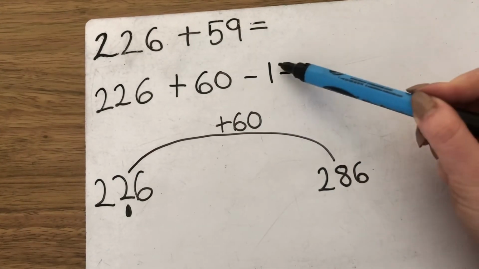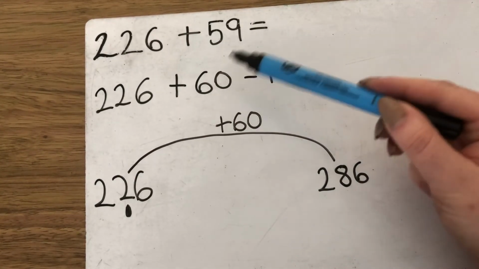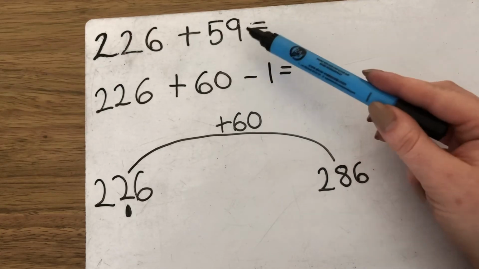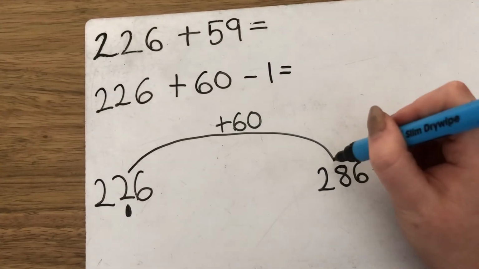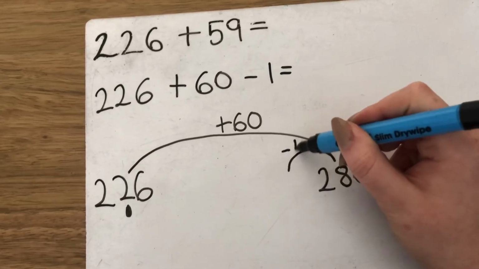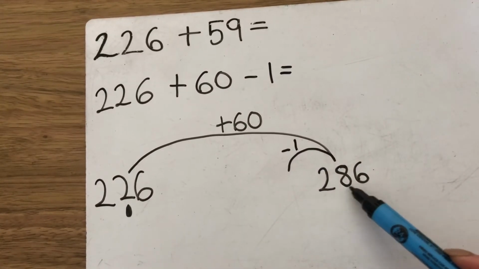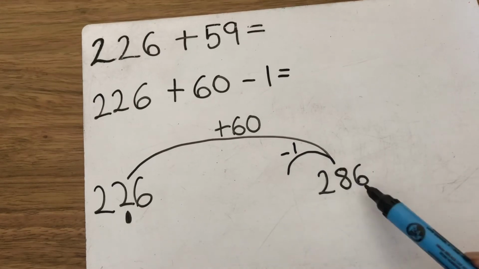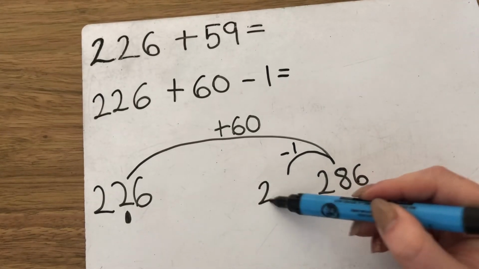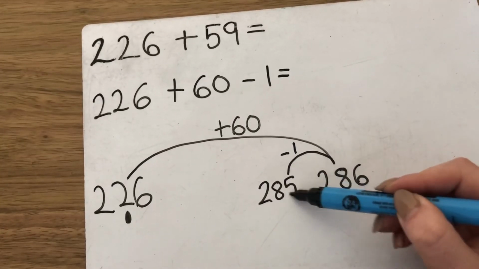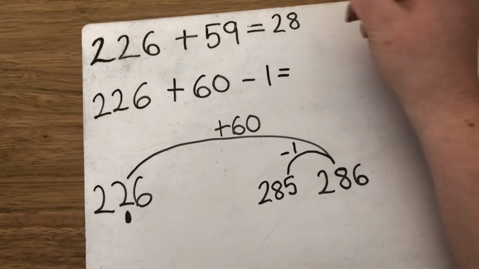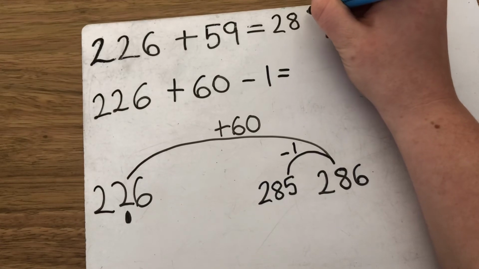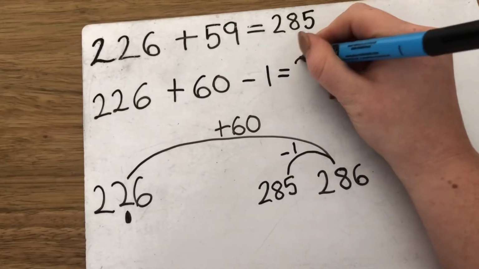Now, I've done that first step. I can't forget this bit here. I don't just want to add 60. That was not my original question. I want to subtract that 1 that we added on. So we've got 286 minus 1. So 1 less would be 285. Remember we can't leave our calculation sentences unbalanced, so we've now got our answer, 285.